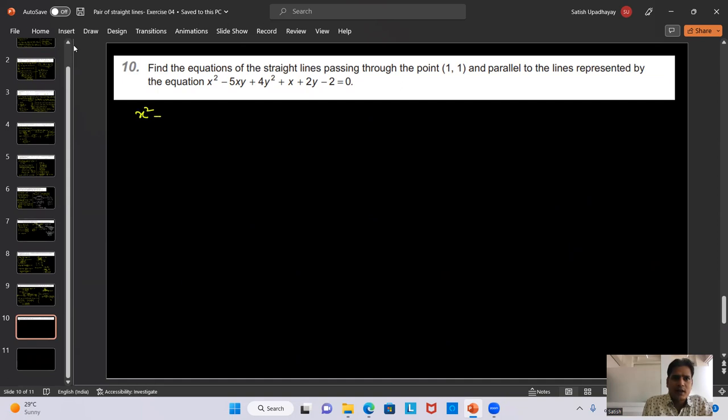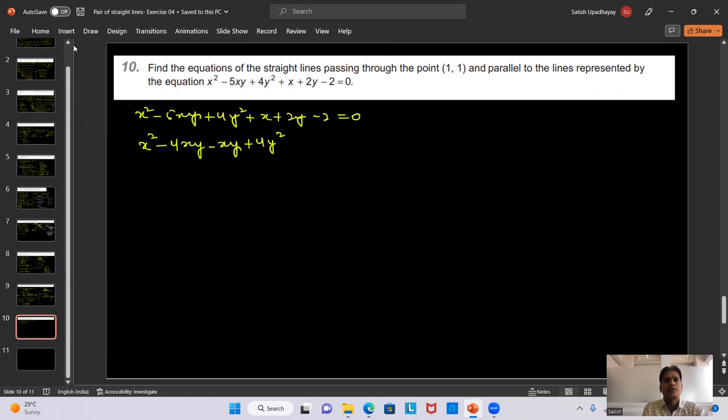So x square minus 5xy plus 4y square plus x plus 2y minus 2 equal to 0, okay? This is the given equation of a pair of straight lines. We have to find the equation of straight lines which are parallel to these lines and passing through this point. So okay, first let's find the equations of these lines individually. So we will have x square, minus 4xy minus xy plus 4y square. Is it okay?